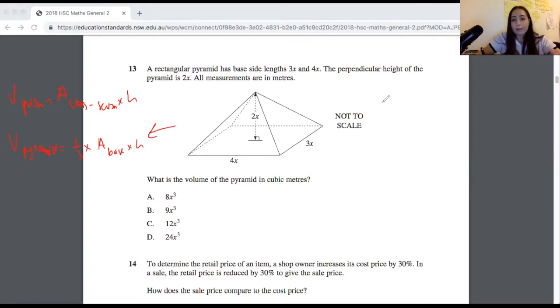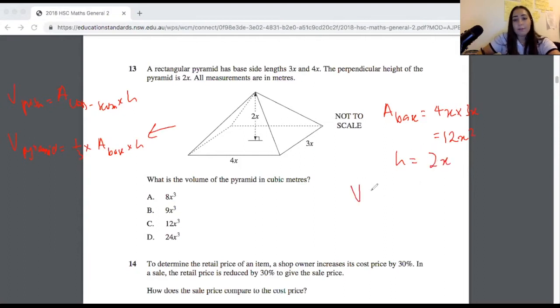So the first thing we need to find is, what is the area of the base? The base is a rectangle, so the area of a rectangle is the length times the breadth. The length is 4x, the breadth is 3x. So 4x by 3x gives us 12x squared. And the height of the shape is given to us in the question, which is 2x.